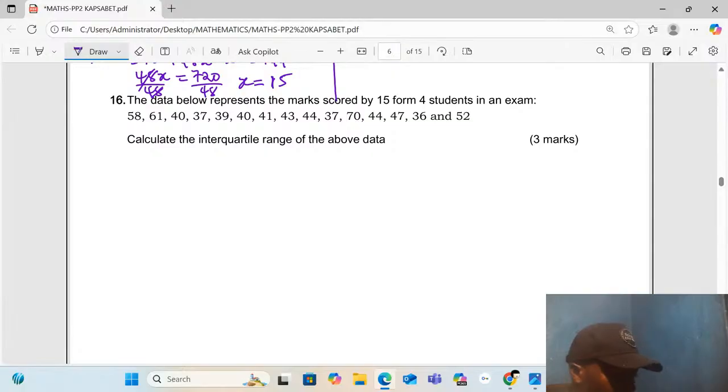Then we move to the last part of this section A, or section 1, and it is a question on statistics. They are saying the data below represent the marks scored by 15 students in an exam. Then you are asked to find the interquartile range of the data above. So with the interquartile range, first of all, we are supposed to arrange the given data either in ascending or descending order.